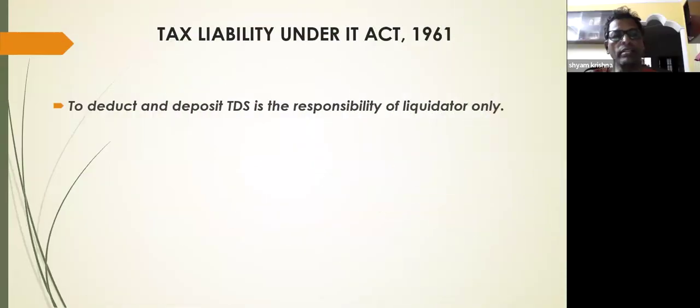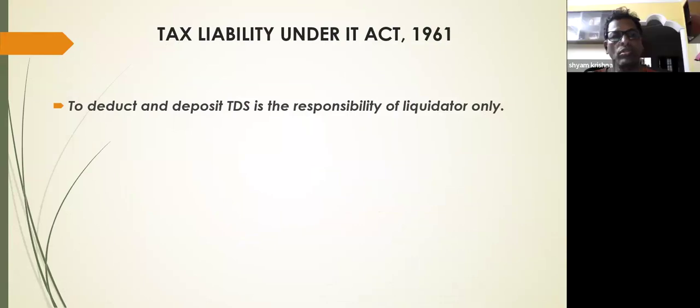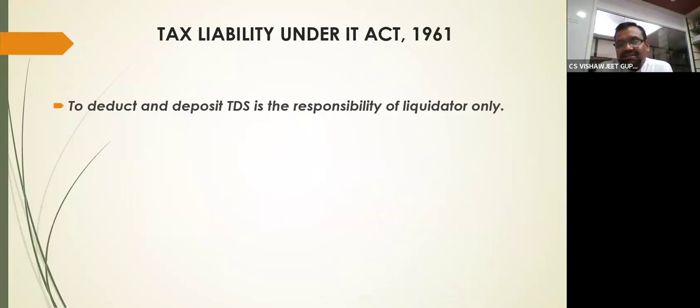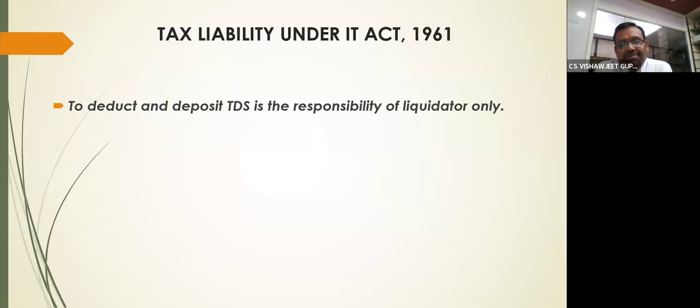Acha, simple calculation now. There is no capital gains, nothing. Capital gains will be in the hands of the recipient, right? To deduct, that means two times effect is there here. You are deducting only TDS. That is a very small amount, 10%, right? To deduct and deposit TDS is the responsibility of the liquidator only, right?